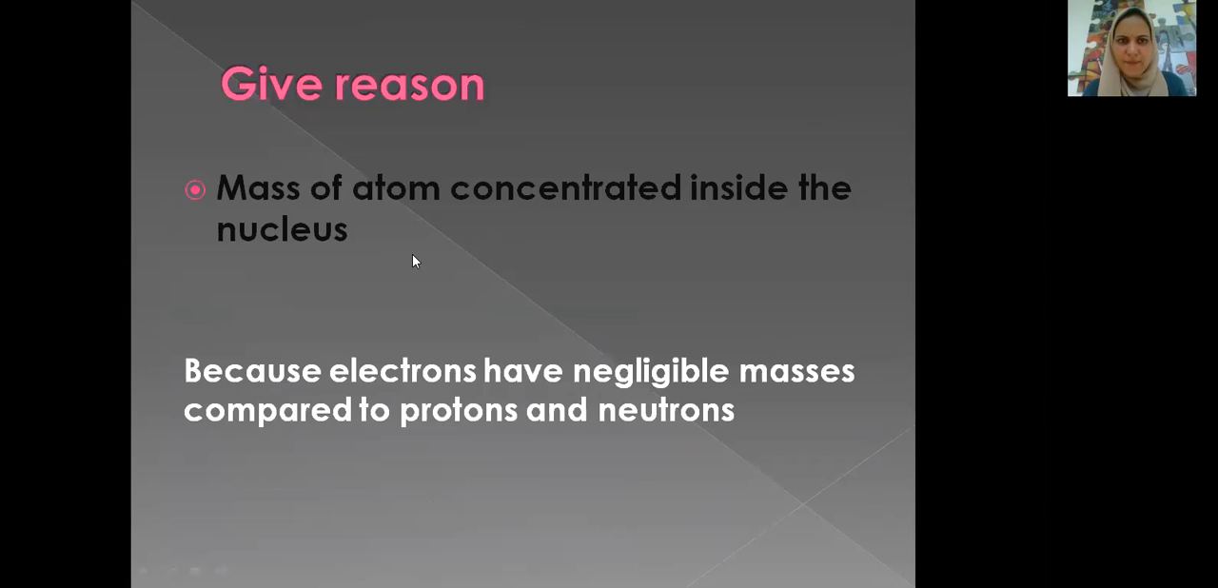Here we have the reason why the mass of the atom is concentrated inside the nucleus: because the electrons have a negligible mass compared to the proton and the neutron.